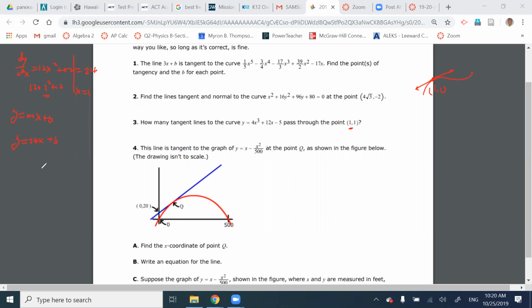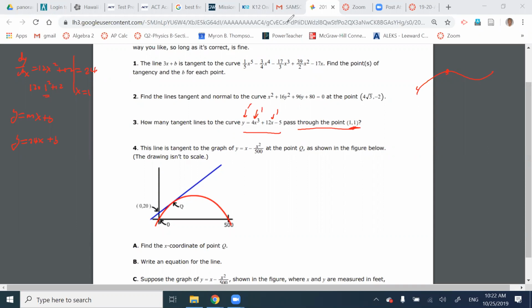They ask how many tangent lines to the curve pass through this point. Oh, wait a minute. This one is a little bit different. Hold on. This is not 1. Is that a 1? No, right? Do you see that? So this question is a little bit different from the previous question. You understand that? When x equals 1, this is 4, this is 12, and minus 5 cannot be 1. Got it?